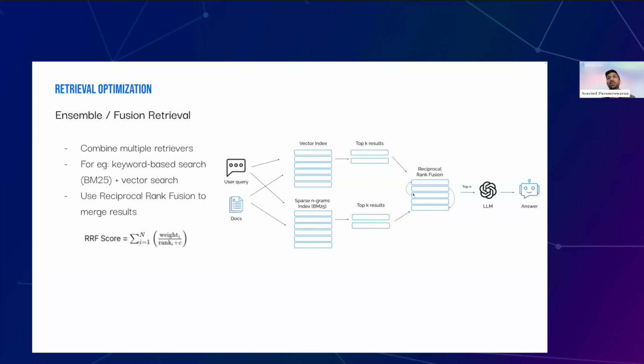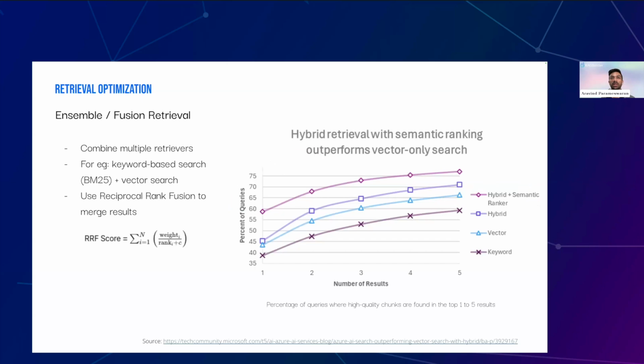And then you combine the results. Now, how do you combine the results? You can use a technique called reciprocal rank fusion. It's a very popular algorithm, nothing new. It's been around for a while, very popular in the information retrieval world. But essentially, you calculate a weighted score where you combine the results from both retrievers and then send it to the LLM.